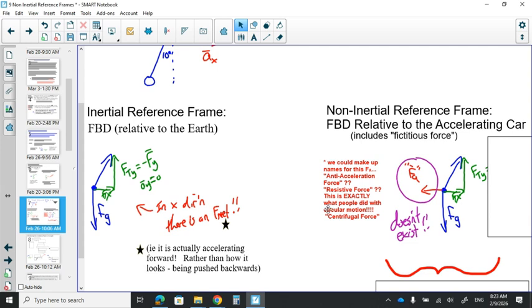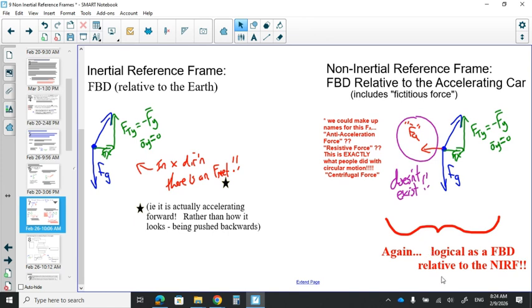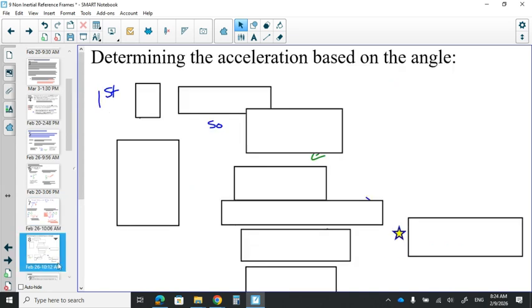And then in circular motion, you're going to see in the next lesson, that's exactly what people do. They call it a centrifugal force. So it's good to talk about the idea of this force here, because it'll really help us understand circular motion. And again, this is logical as a free body diagram in a non-inertial reference frame. That's absolutely what we're going to do in circular motion.